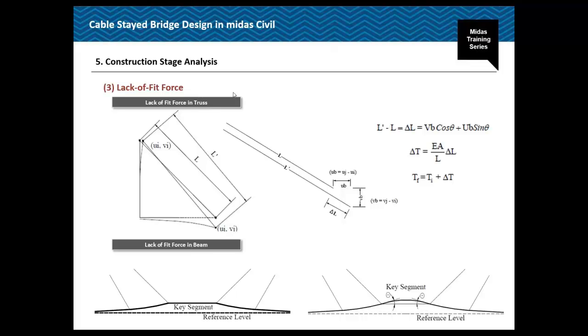With this Lack of Fit Force functionality, the additional pretension loads which are introduced during the installation of the cable are calculated, and member forces are preloaded at the key segment such that the member force at the key segment closure is the same as that in the complete state. So Lack of Fit Force can be classified into two different forces. One is the Lack of Fit Force for the truss element, for the cable, and the other one is the Lack of Fit Force for the key segment.